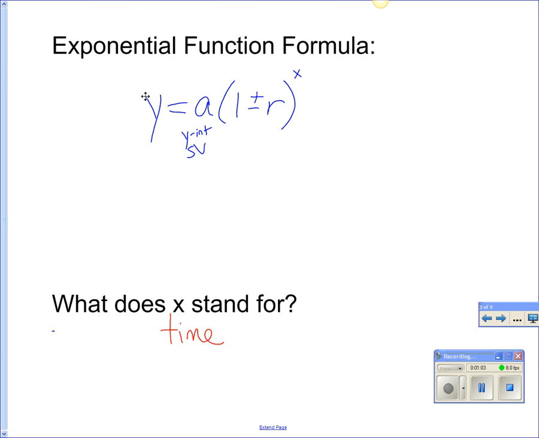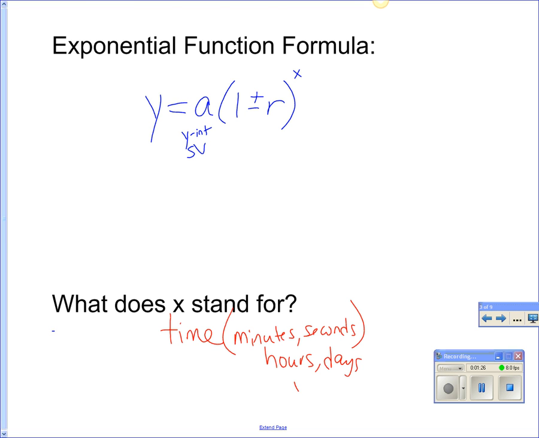What are some things that time is measured in? How can you measure time? What are some different things? Minutes? Seconds? Hours? Okay. What else? Days?